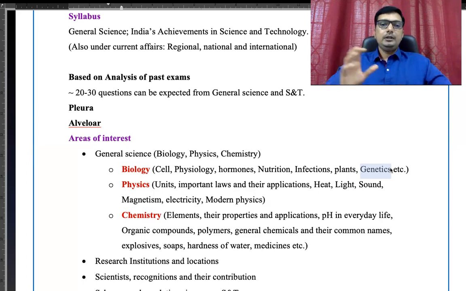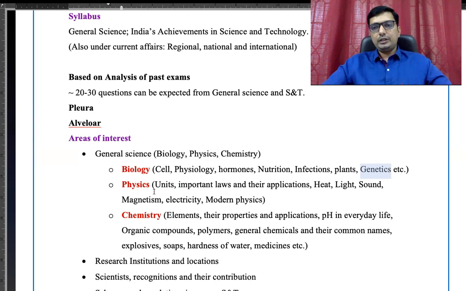These are sample areas, core areas, of course. You may add a few more areas to this, but in my opinion, these are the areas that we need to cover in your preparation towards TSPSC, the Group 1, Group 2 exams. Next, we'll come to the physics part.